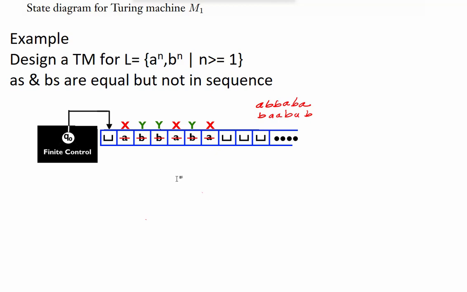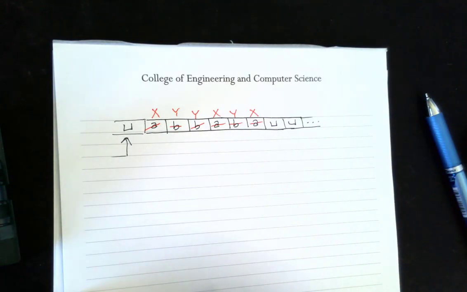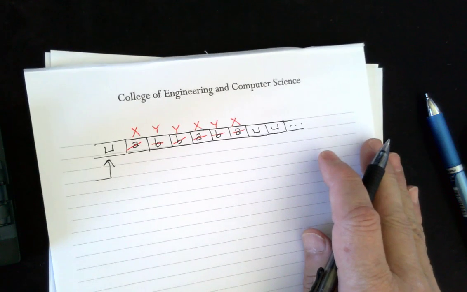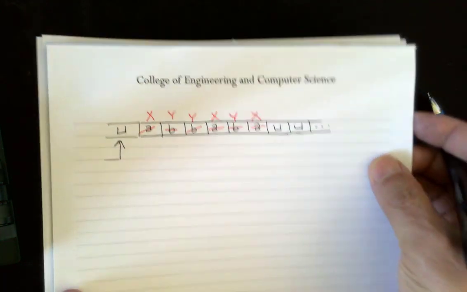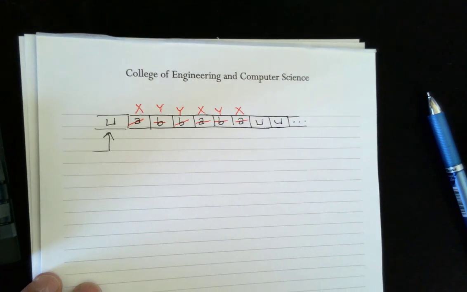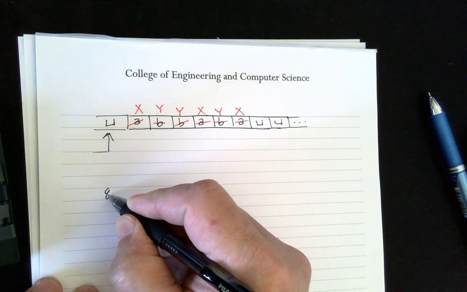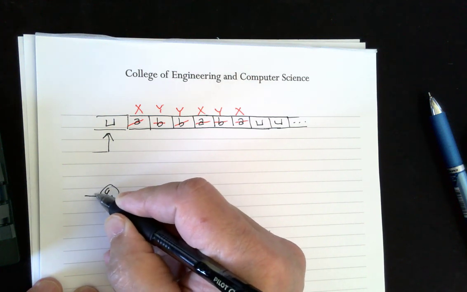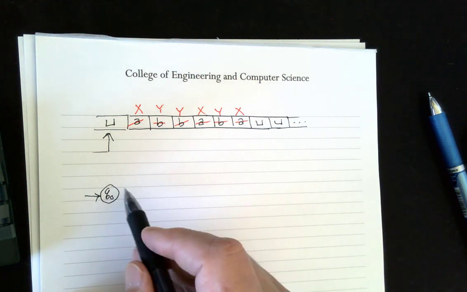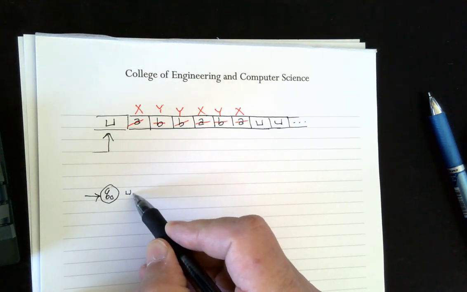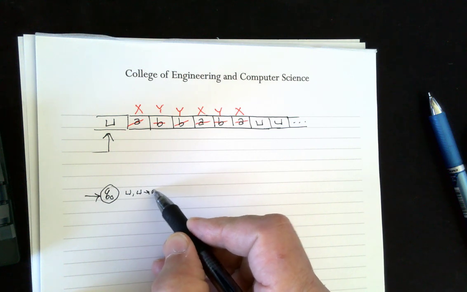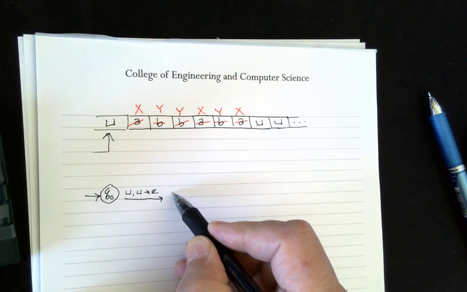And now let me move into the other camera so I can show you how to create the finite state diagram, or the state diagram, for this Turing machine. For this exercise, the number of A's and the number of B's has to be equal, but not in sequence. So to do this, let's start with the starting state. The first transition is a blank, and upon reading a blank, we will move to the right to state Q1.